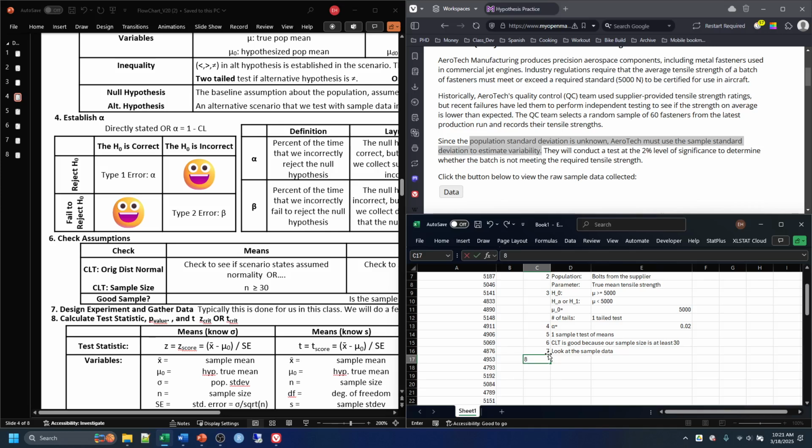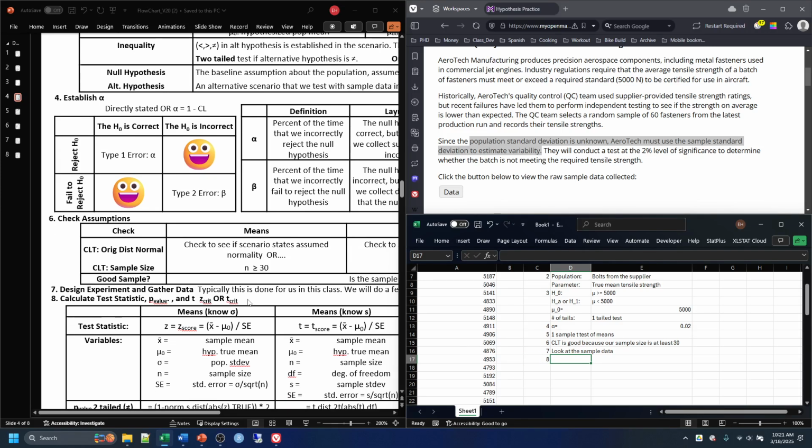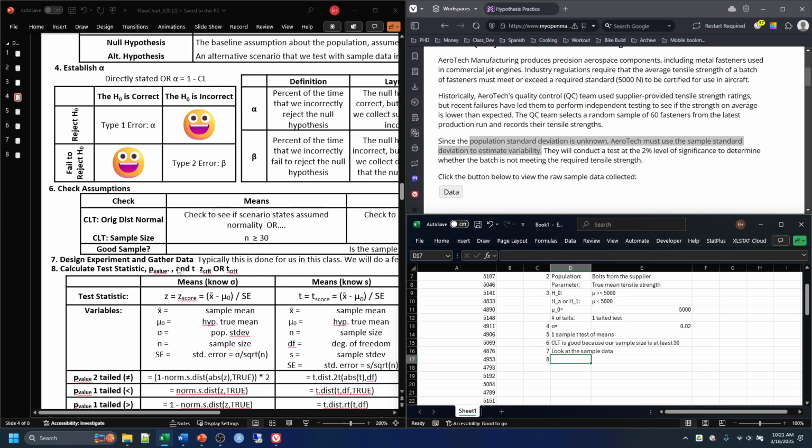Fantastic. Now in step 8, we can actually do something. So we can calculate our test statistic, our p-value, and z-crit or t-crit.